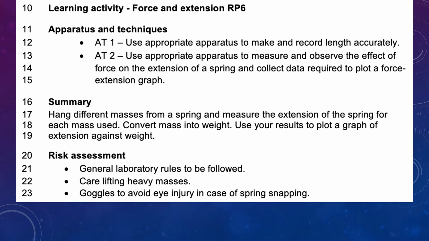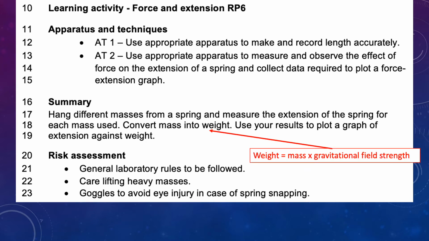Hang different masses from a spring and measure the extension of the spring for each mass used. Convert the mass into weight. Use the results to plot a graph for extension against weight. So by now you should know that you can convert your mass into weight by using the formula weight equals mass times gravitational field strength. And your gravitational field strength is going to be 10 newtons per kilogram, or you can use 9.8 newtons per kilogram. Either works. Should be fairly close.